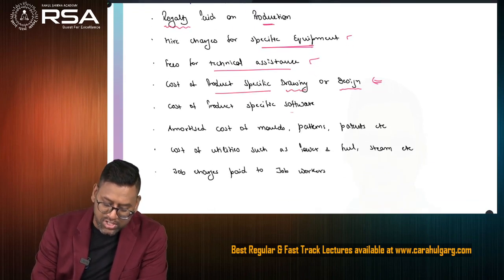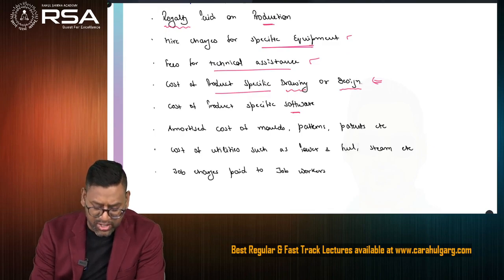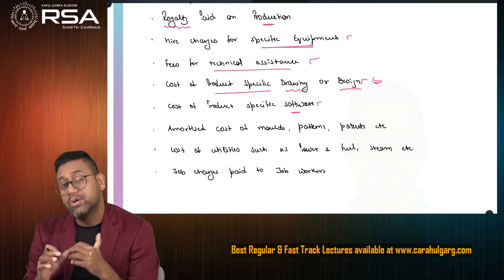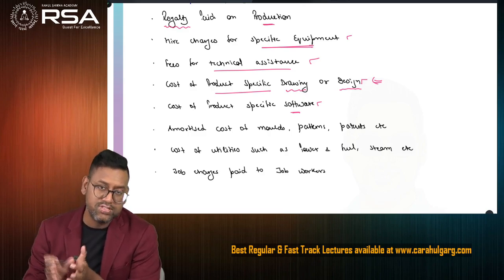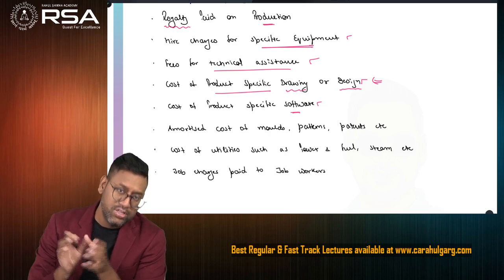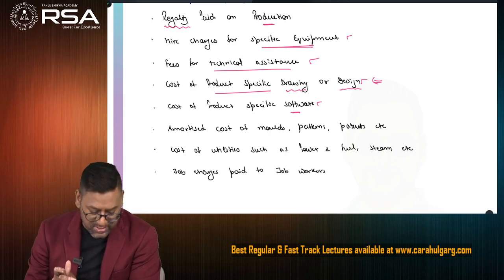Then cost of product specific software, in the similar manner as design or drawing. For example, to manufacture a particular product for my customer, I have developed a software. Now that software is relating to this product only. So that cost shall also be categorized as direct expense.